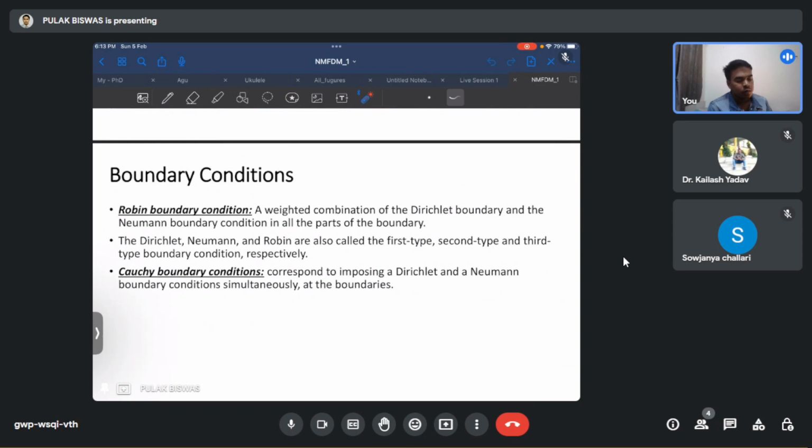And there are the other two, Robin boundary condition and Cauchy boundary condition. For Robin's case, a weighted combination of the Dirichlet and Neumann boundary conditions is applied on the boundary. And for Cauchy, we simultaneously apply Dirichlet and Neumann conditions at each of the boundaries.